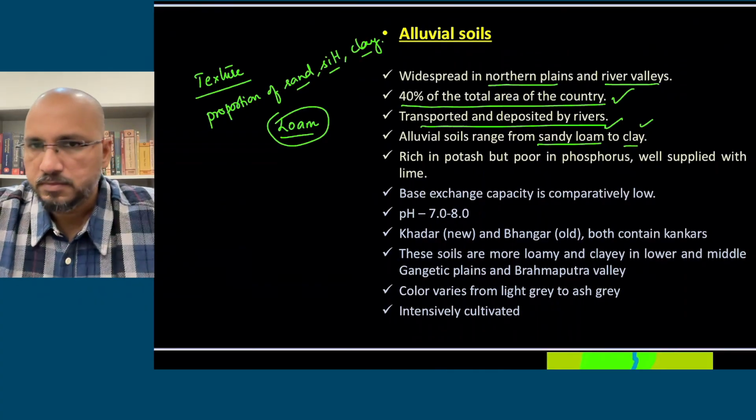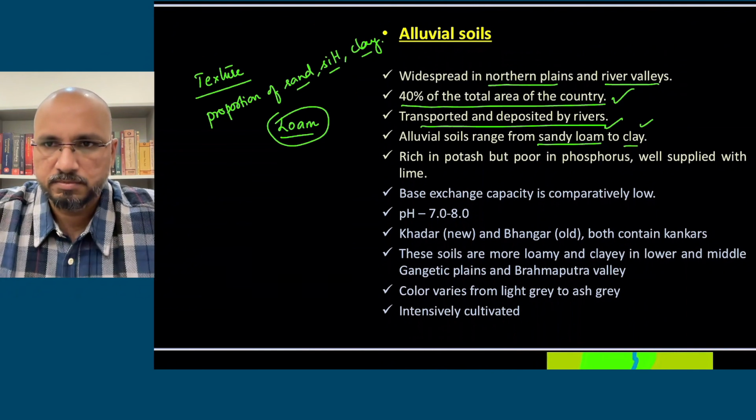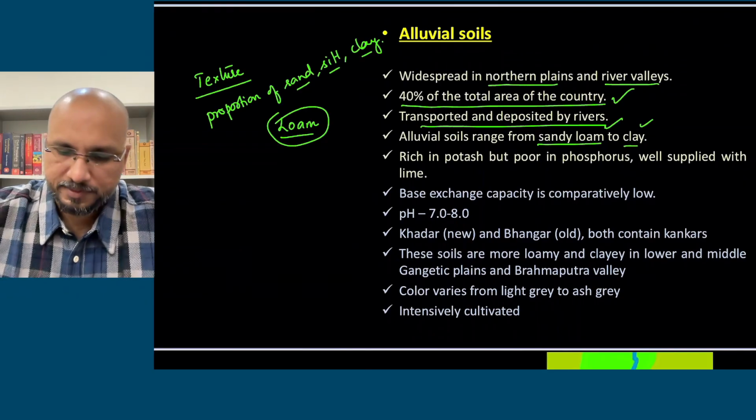In the upper course of the river you will find much larger particles, pebbles. In the middle course you will have more sandy to sandy loam soil. In the lower course of the river you will have more clayey type of soil, right?